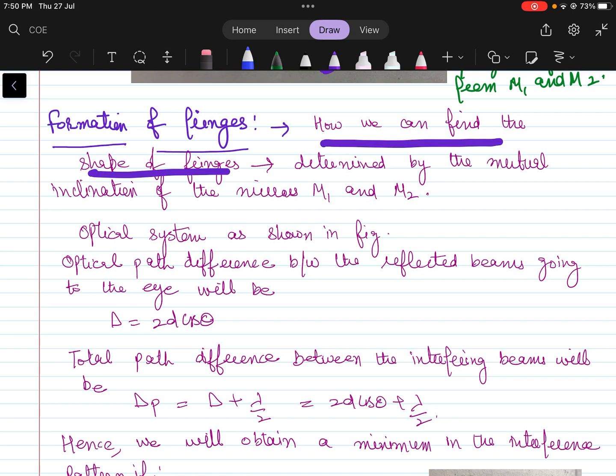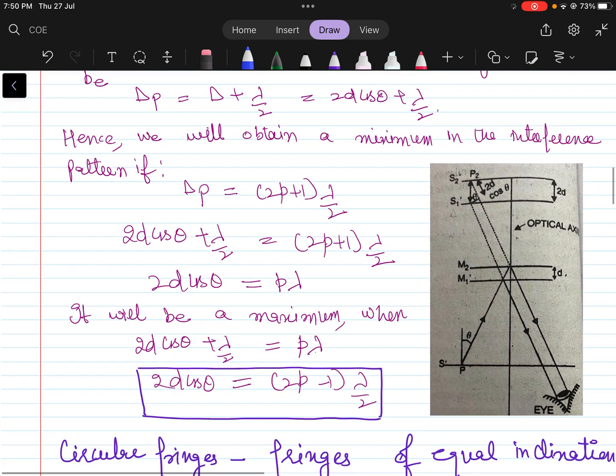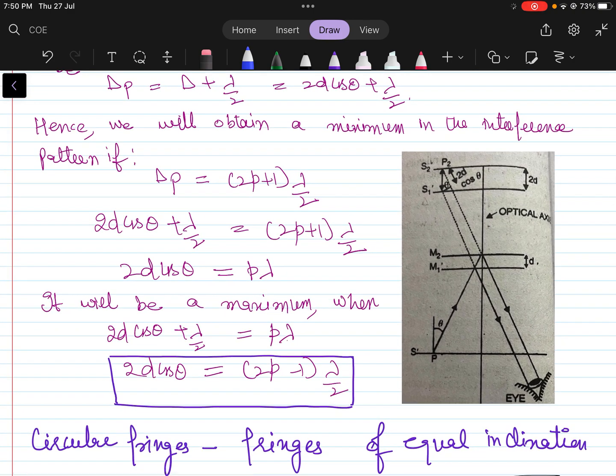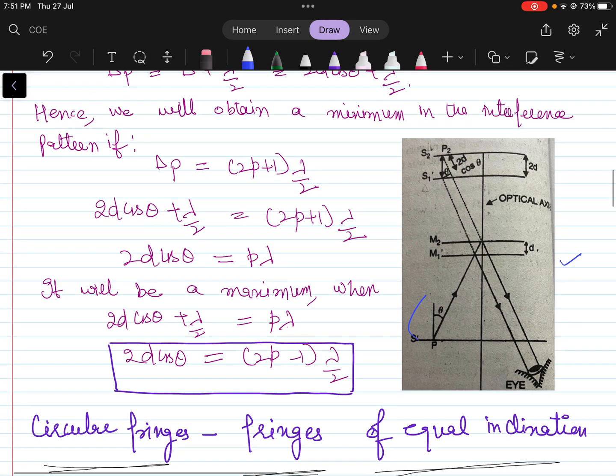These are determined by the mutual inclination of the mirrors M1 and M2. M1 and M2 are inclined 90 degrees to each other. This is the optical system as shown in the figure, the construction of the M1 and M2 mirrors, the plate GP, and here is the eye. These are the optical axes.